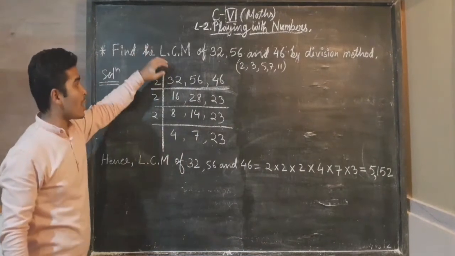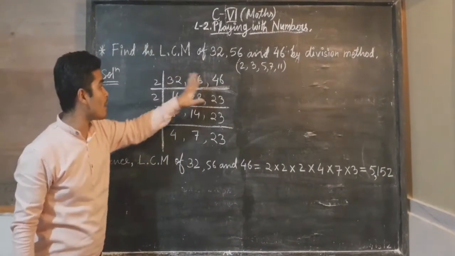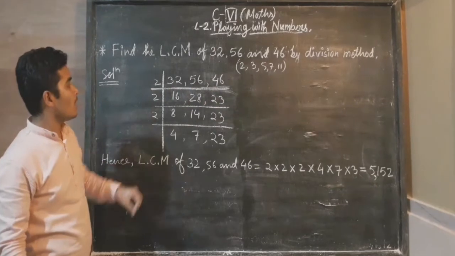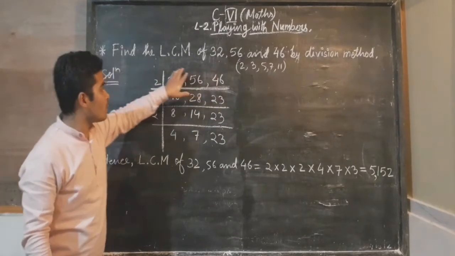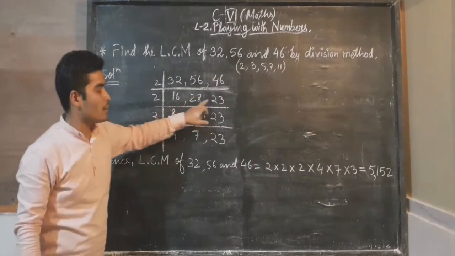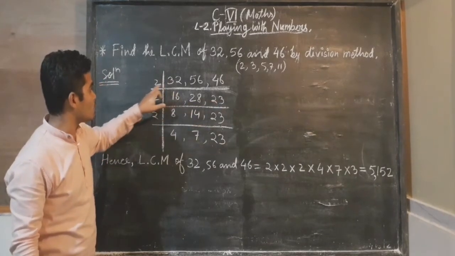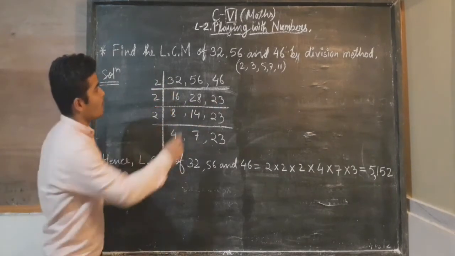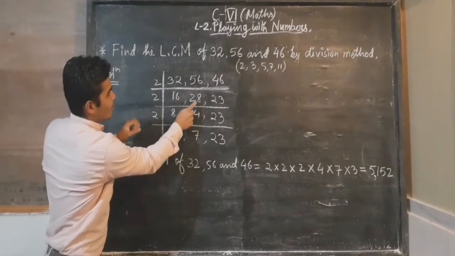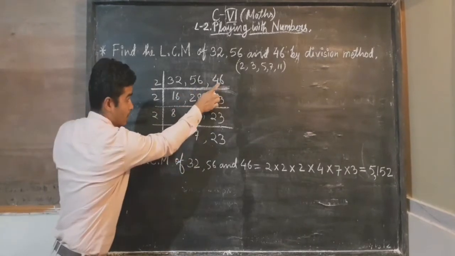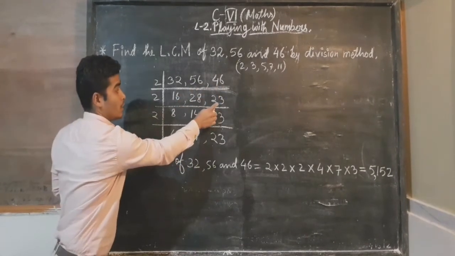First of all, we should try to divide these numbers by 2. You can see these three numbers are divisible by 2. So I have divided these three numbers. If you divide 32 by 2, then we will get 16. If you divide 56 by 2, then we will get 28. If you divide 46 by 2, then we will get 23.